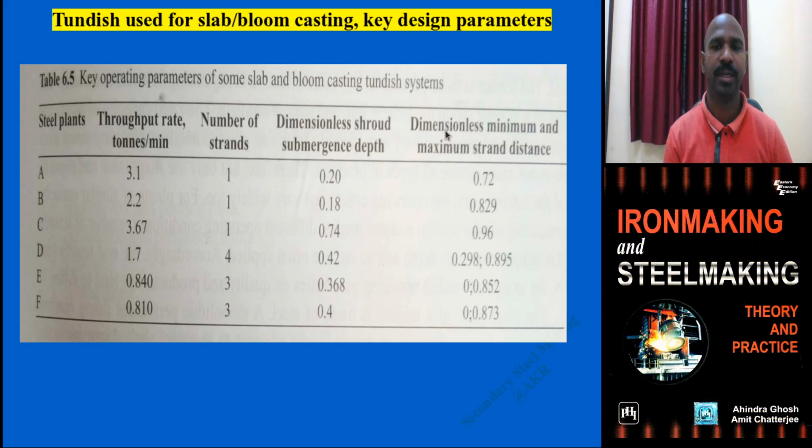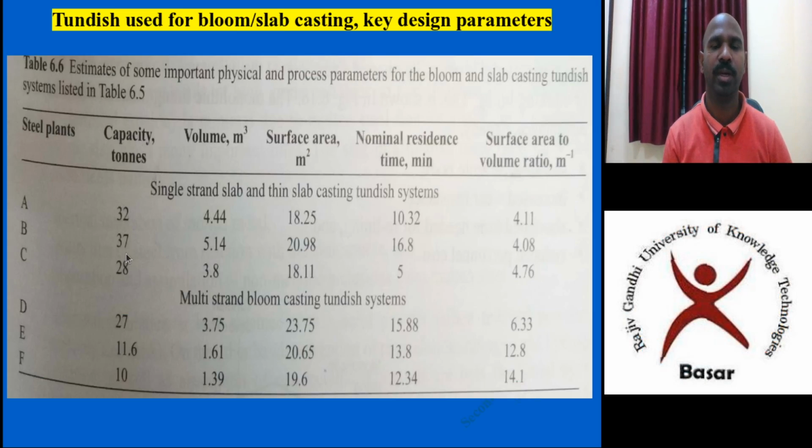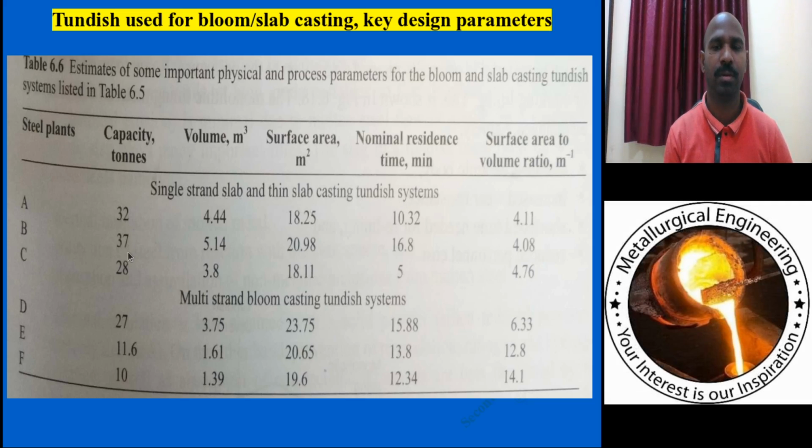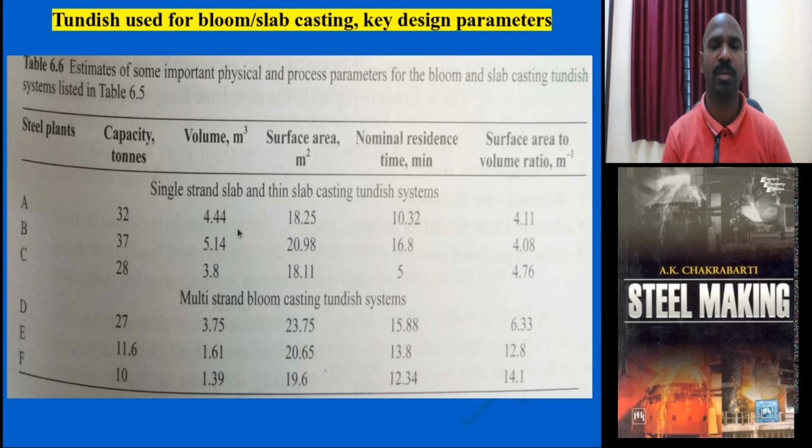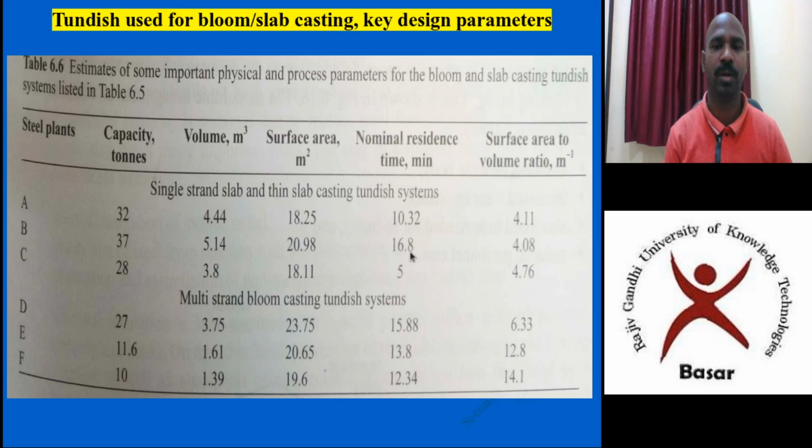These are the various statistics one needs to remember for slab and bloom casting through the tundish system. And a few more parameters: the capacity of the tundish when a single strand slab production system is used is 32 tons, 37, 28 in industry, as practiced in ABC plants, plus the surface area of the molten metal, volume of the molten metal, and normally the residence time, which varies from plant to plant, 10 minutes, 16 minutes, and the surface area to volume ratio will be different.